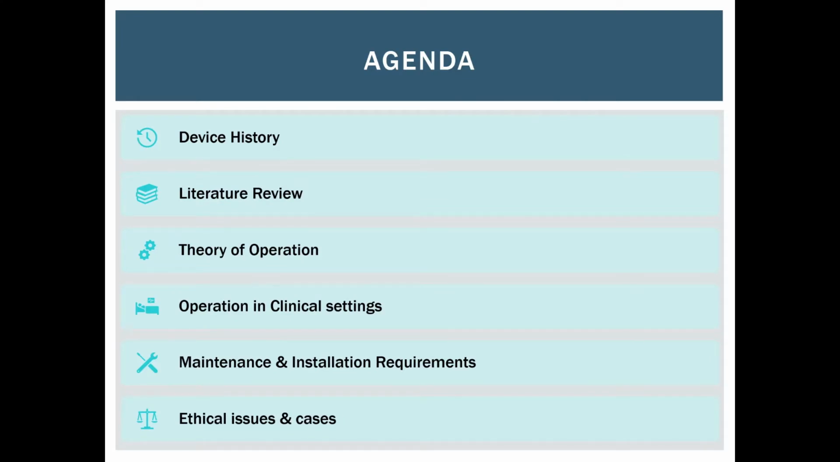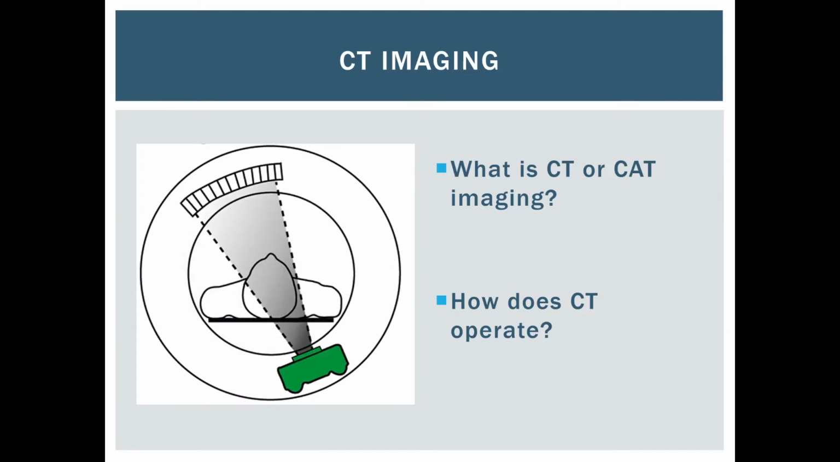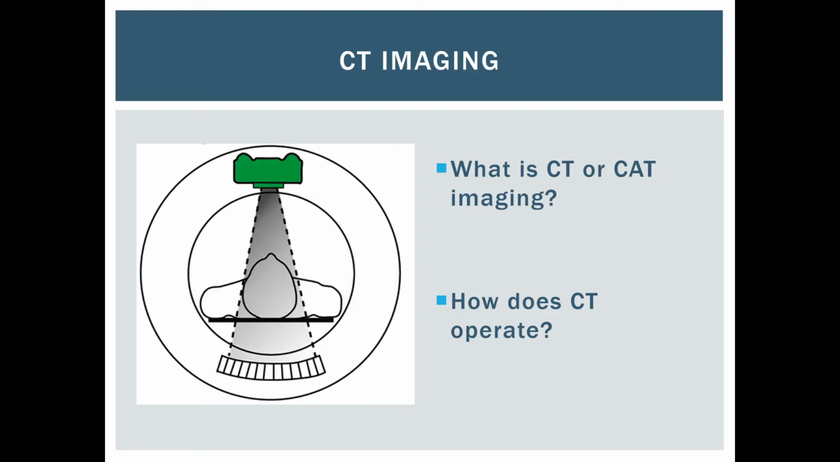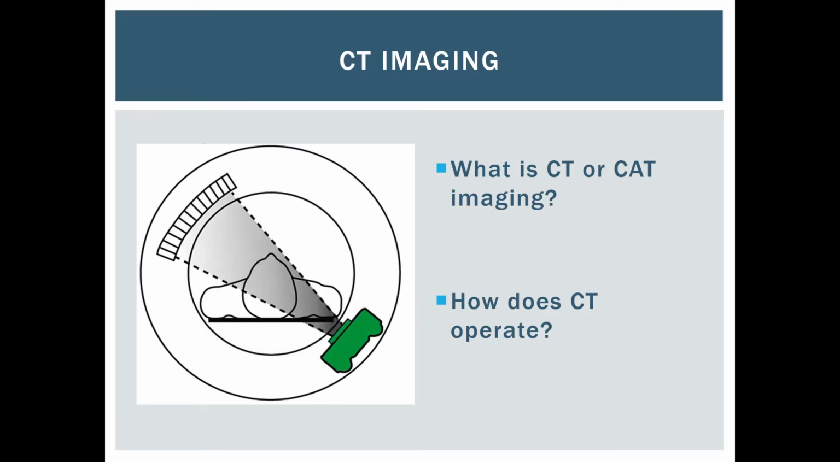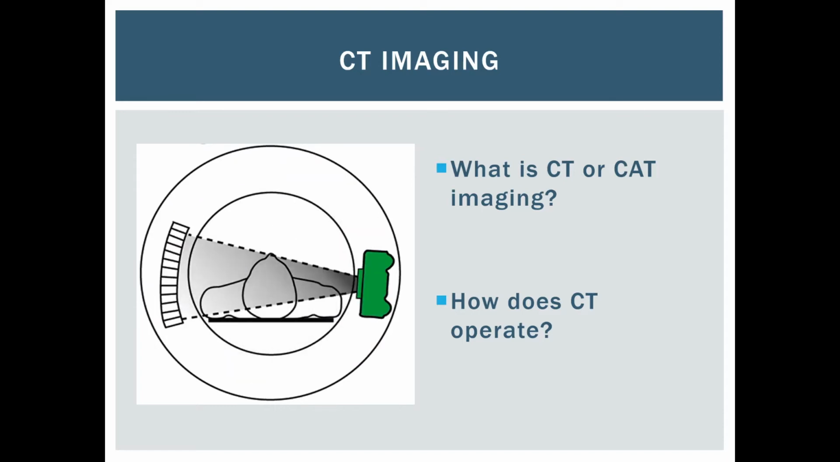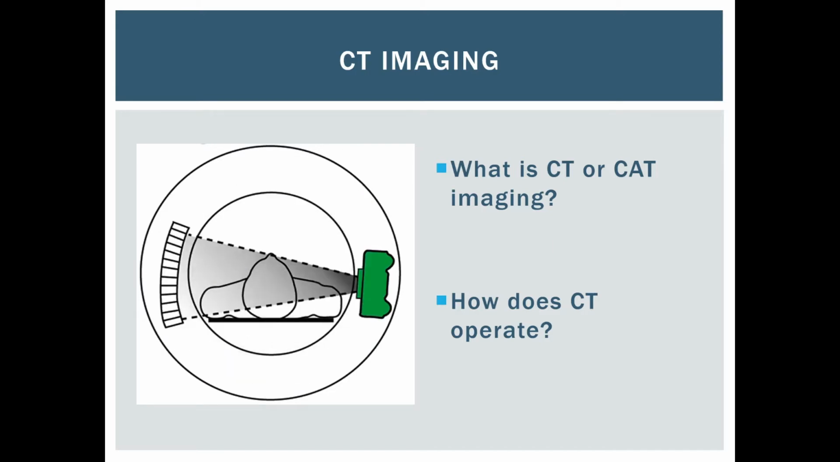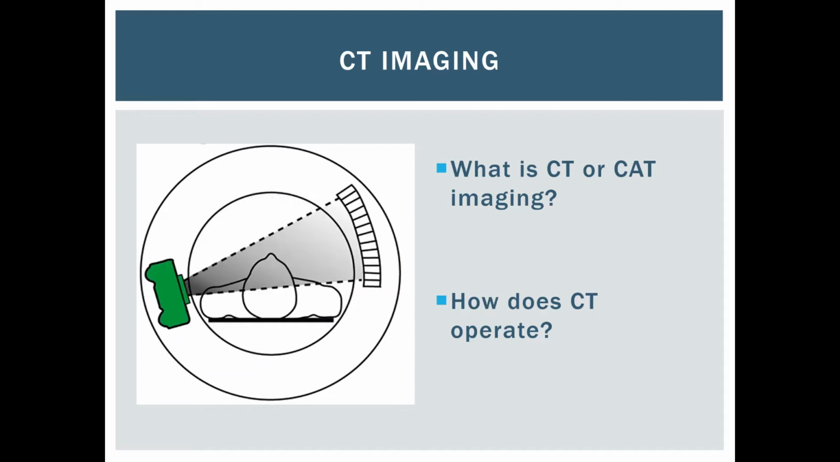We're gonna go over the device history, some literature review, theory of operation in clinical settings, how to maintain and install such devices, and some ethical issues and cases related to these devices. What is CT imaging or CAT imaging? CT is an abbreviation for computerized tomography, or in some parts of the world, computerized axial tomography, which is CAT scan or CAT imaging. It is an imaging technique used to generate 2D or 3D pictures or slices of the body, tissue or organ, generally used for diagnosis purposes.